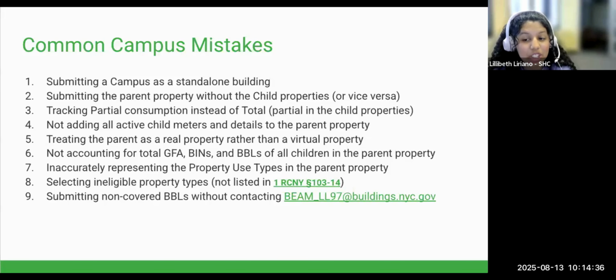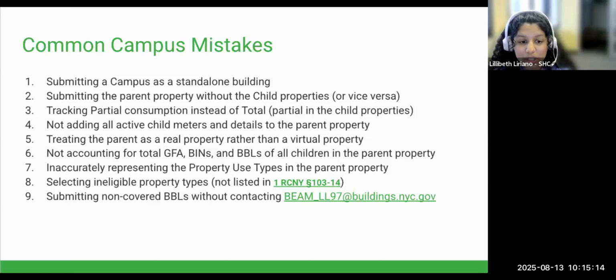Number 2, submitting the parent without the child, or vice versa. You can't just do the parent just because all the energy is in there. You have to do everything together, parent and all the child properties together at the same time. Number 3, tracking partial instead of total. It has to be total tracking consumption at the children and at the parents. Number 4, not adding all the active meters from the children to the parent or the details. Remember, you always got to move up.